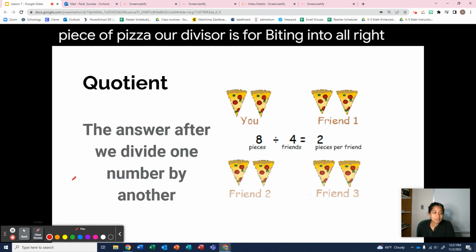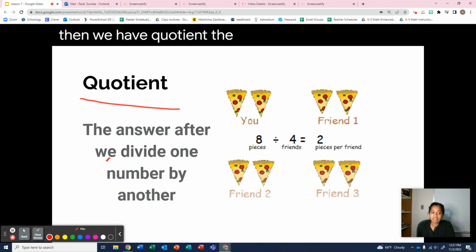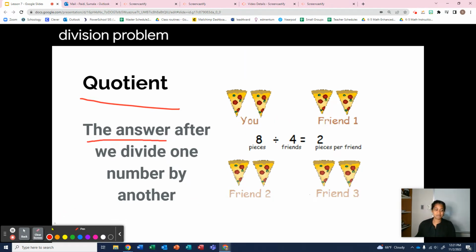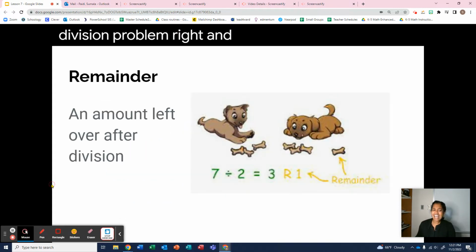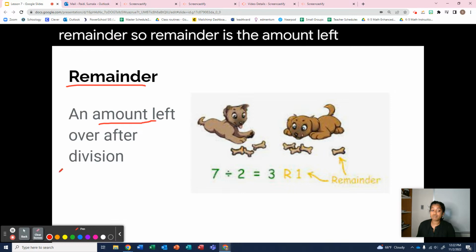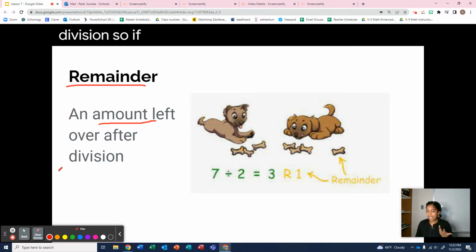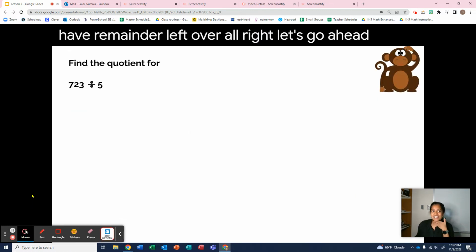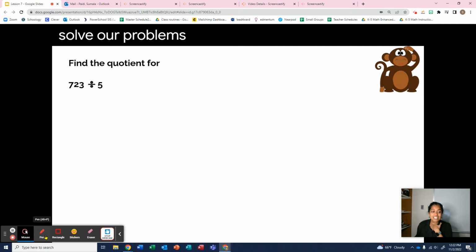All right. And then we have quotient, the answer after we divide one number by another. So the quotient is the answer to a division problem. All right, and last but not least is remainder. The remainder is the amount left over after division. So if we can't divide everything evenly, we have a remainder left over. All right, let's go ahead and solve our problem using the standard algorithm.